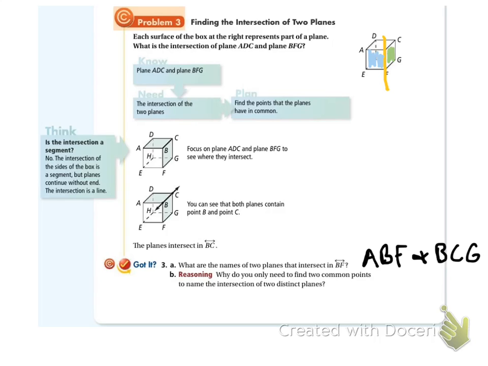And got it question B says why do you only need to find two common points to name the intersection of two distinct planes? Well, that's because their intersection is a line, and remember we only need 2 points to form a line.